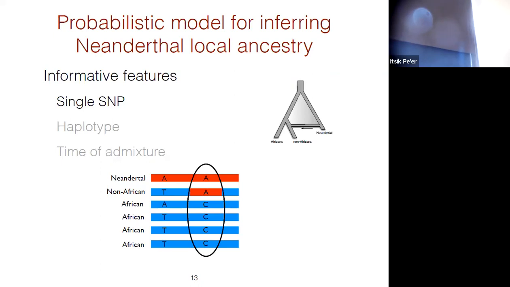So we have these different sources of information and we put them into a statistical model that combines them to label or predict Neanderthal local ancestry. The details are not too important. This is for those of you who are familiar with hidden Markov models. The model that we use is a similar version called a conditional random field that allows us to combine potentially correlated features to make these inferences.